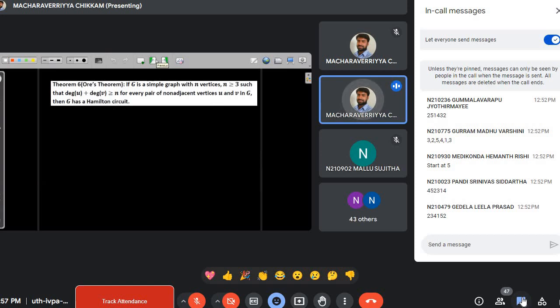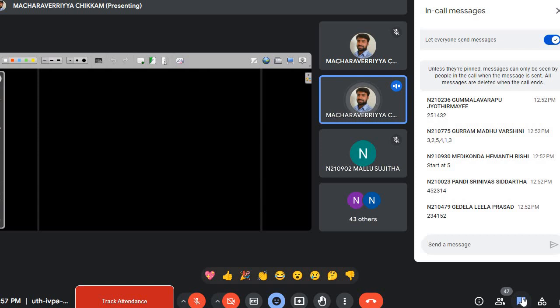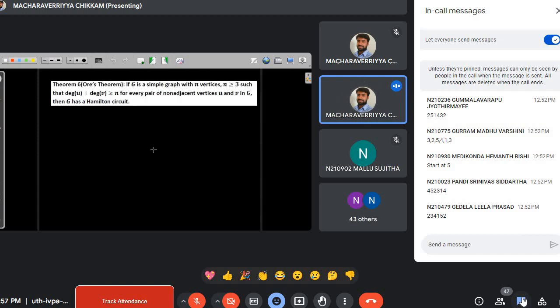Now let us think about a theorem which gives a sufficient condition for Hamilton. Oh, this is also for a Hamilton circuit, not for a Hamilton path. Don't we have it for a Hamilton path? Just a minute. But remember one thing, having a Hamilton circuit is the same as having a Hamilton path.